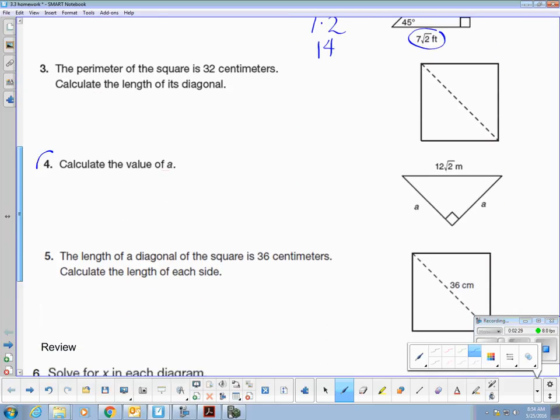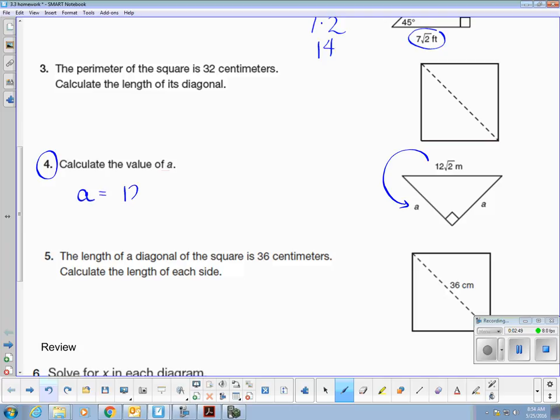Now in number 4, we're trying to find the measure of the leg. So if we know from the leg to the hypotenuse, we multiply by radical 2, then from the hypotenuse back to the leg, we're going to divide by radical 2. So to find the value of A, I'm going to take my hypotenuse, 12 radical 2, and I'm going to divide by radical 2 instead of multiply.